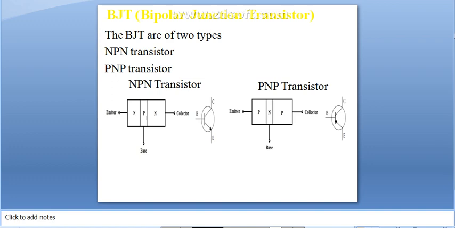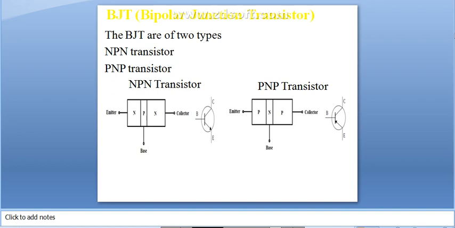The second one is the NPN transistor. In the NPN transistor, a thin layer of P-type is sandwiched between two N-type layers. See the symbol of an NPN transistor. It has three terminals: emitter, base and collector.